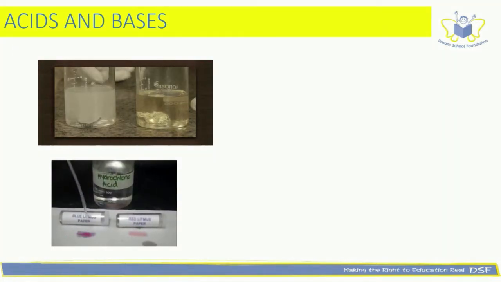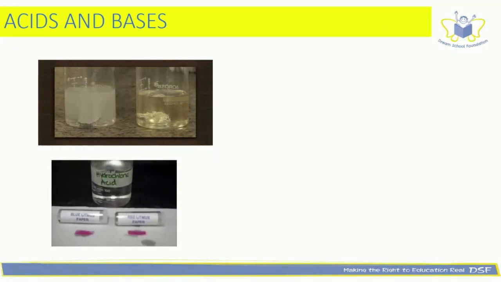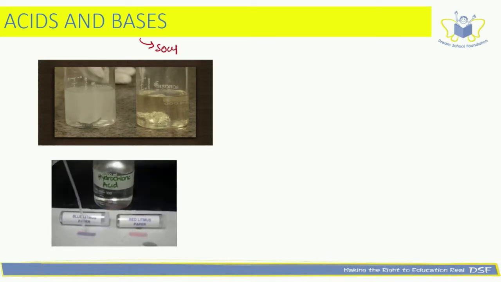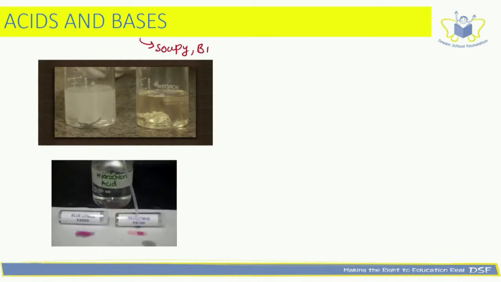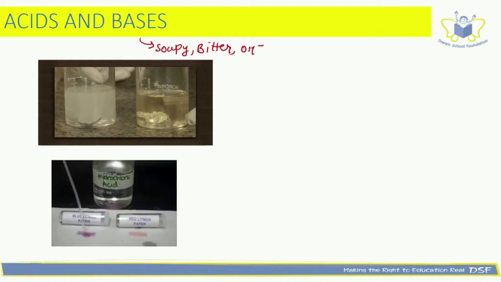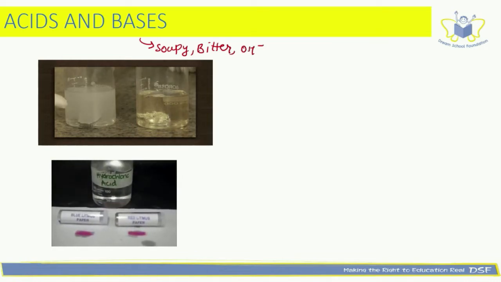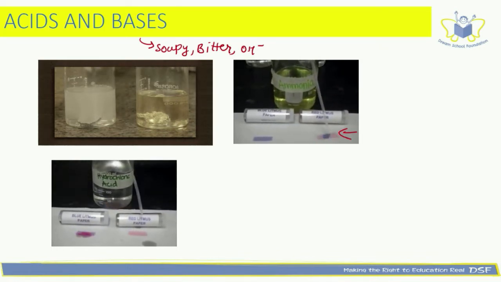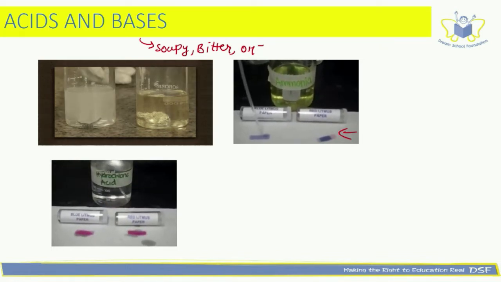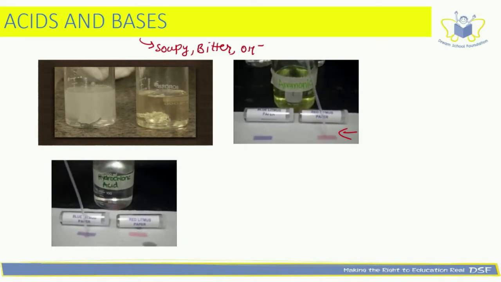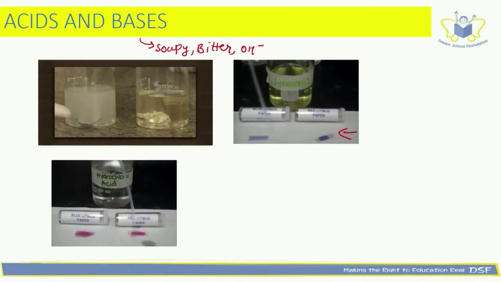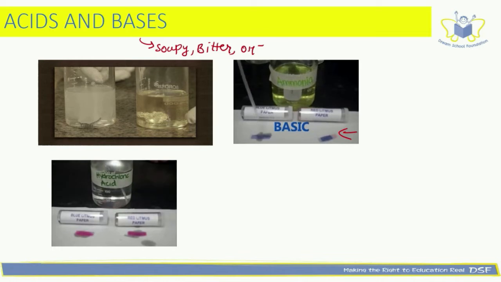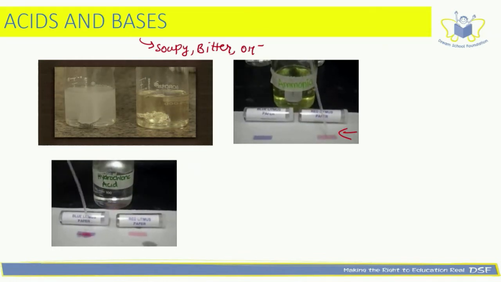A base is a substance that is soapy to touch and bitter to taste. It releases hydroxyl ions in aqueous solutions. They turn red litmus blue, as you can see out here. Bases soluble in water are called alkalis. Examples of bases are sodium hydroxide, ammonium hydroxide, etc.